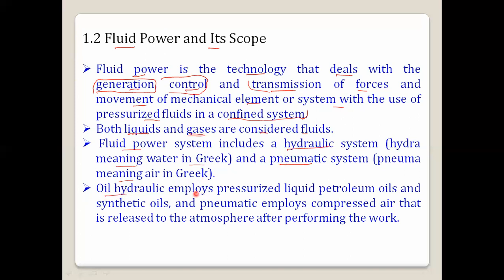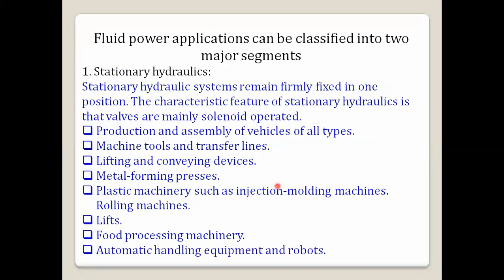So fluid power we can categorize into hydraulic and pneumatic systems. Oil hydraulics employs pressurized liquid, that is petroleum oils and synthetic oils, and we have different grade oils also. Pneumatics employs compressed air, which is released to the atmosphere after performing the work. Next we will be studying the fluid power applications.